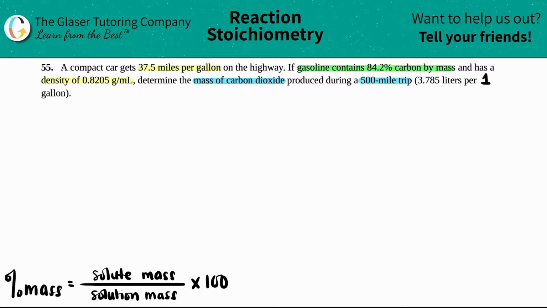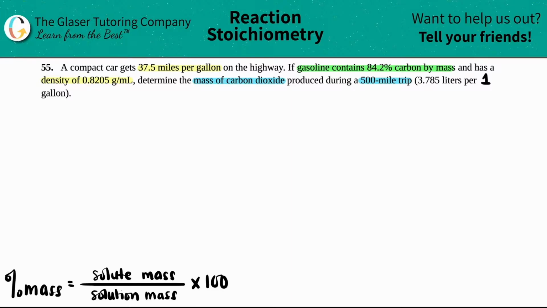So, a lot of numbers here. We have to figure out how to put the pieces together. That's all that these word problems are. Okay? So, let's see. They told us that a compact car gets 37.5 miles per gallon, and they want to know the mass of the carbon dioxide produced during a 500-mile trip. Now, when we're talking about gallons, we're basically talking about gallons of gasoline, right? That's what you fuel your car with in this case. It's not electric.